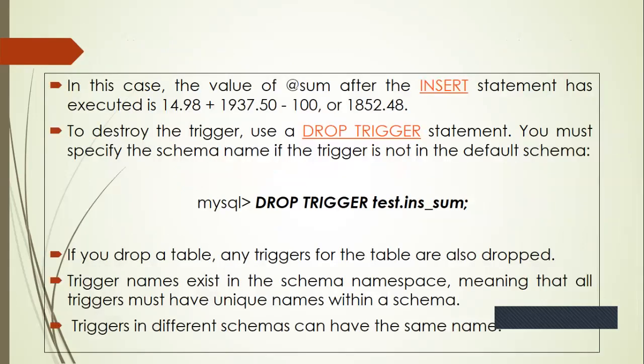Now suppose you want to drop a trigger, dropping is nothing but destroying a trigger. You can just directly use drop trigger test.insert_sum. And you can use more than one trigger in a database. The trigger name exists in the schema namespace, meaning that triggers must have a unique name within the schema, because you can drop a trigger but the name will always be the same, so you need to have unique names every time in a schema.